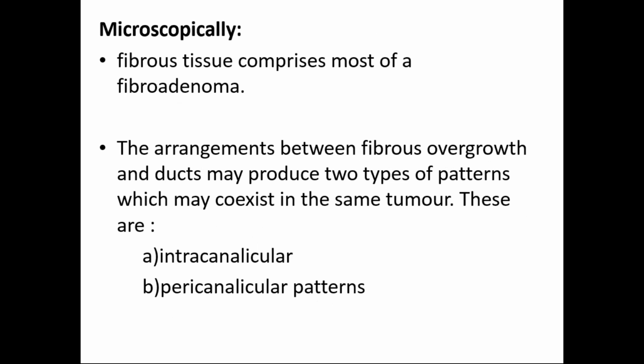Microscopically, this fibroadenoma consists predominantly of fibrous tissue with compression of the ducts, so you can have a slit-like appearance grossly. Microscopically, the arrangement between the fibrous overgrowth and ducts may produce two types of pattern. One is the intracanalicular, that is within the canaliculus, or pericanalicular, that is around the canalicular duct.